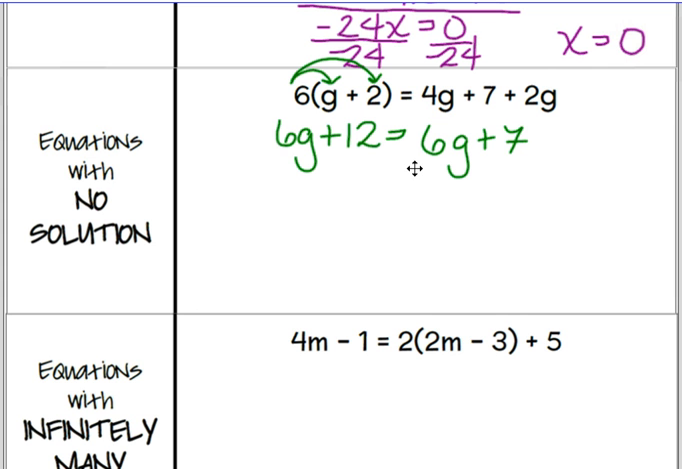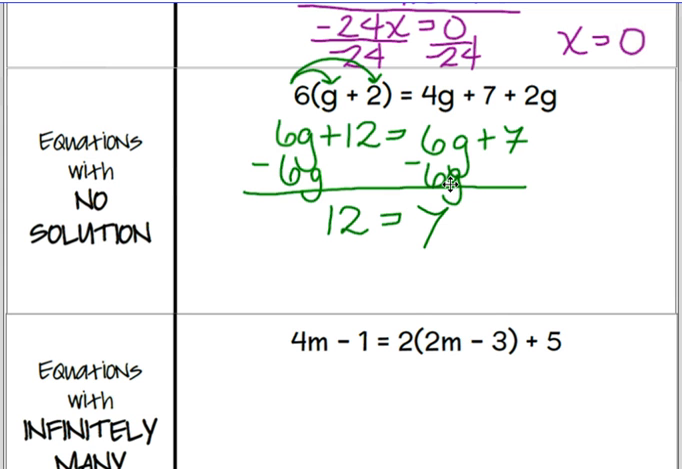So like usual, I like to move my variables to the left side. So I'm going to subtract 6g on this side, and I'm going to subtract 6g on this side. And so my g's cancel, so I have 12 equals, and 6g minus 6g over here, so those g's also cancel, so then I end up with just 7. And then we should recognize that, well, 12 doesn't equal 7, so they're actually not equal. And so what this means is that it has no solution. So there is no value of g that would make this equation true.